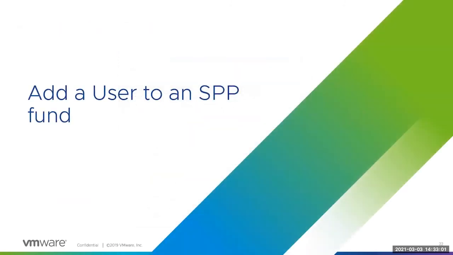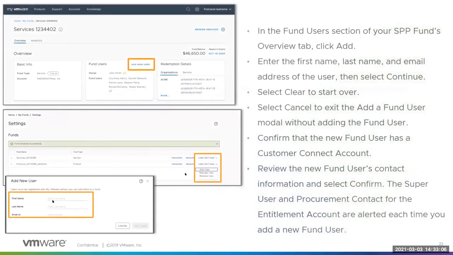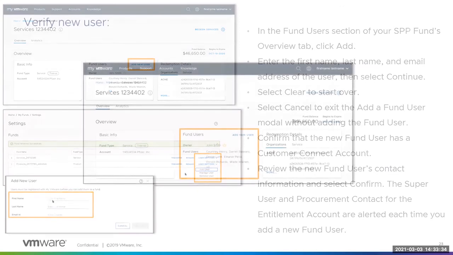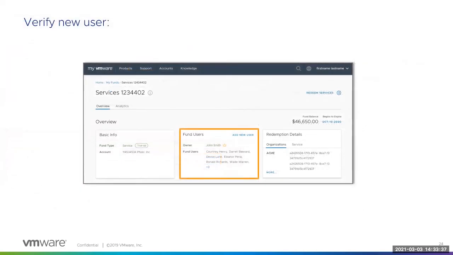Let's walk through how to add a user to an SPP fund. In the Fund Users section, click Add New User. Enter the first name, last name, and email address of the user, then select Continue. You can select Clear to start over or Cancel to exit. Confirm that the new fund user has a Customer Connect account. Review the new fund user's contact information and select Confirm. The super user and procurement contact for the entitlement account are alerted each time you add a new fund user. Look on the Overview tab, and you will see the new user's name in the fund user field.